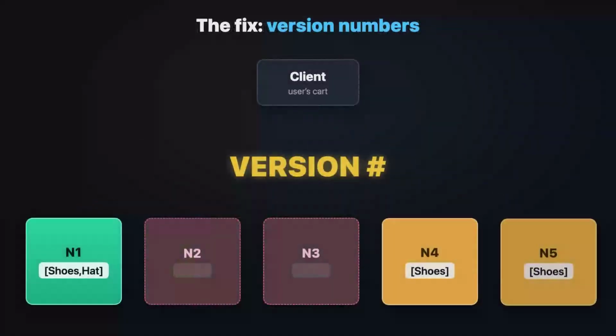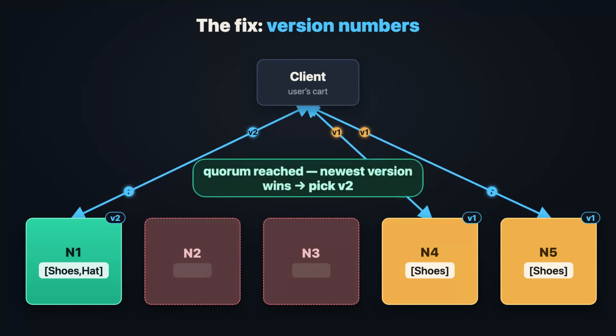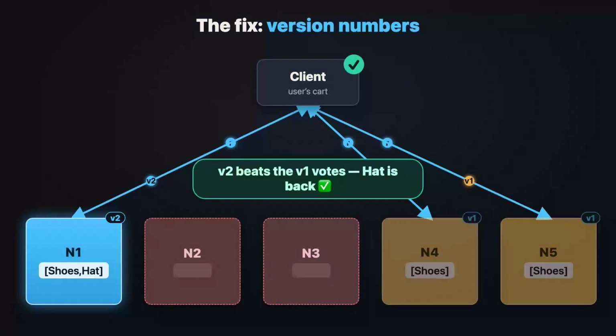The fix is version numbers. Every write gets tagged with a version. The original shoes is version 1, and shoes, hat is version 2. On a read, the client waits for a quorum of responses, then picks the value with the newest version, even if only one node has it. So version 2 beats the 2 version 1s, the hat comes back, and the cart is correct.